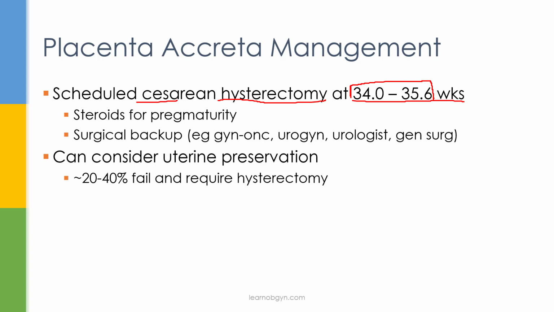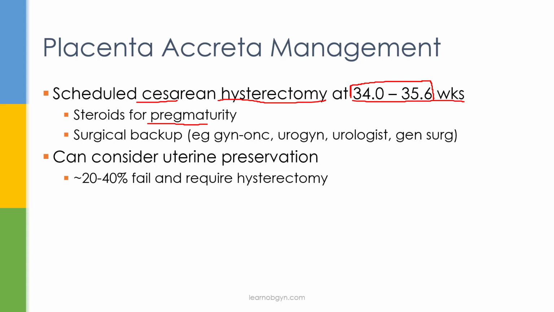The way you do this procedure is you do a C-section like normal, and you check to see if the placenta will come off by itself. Ultrasound is a good way of diagnosing it, but it's not 100% accurate, so there's always a small chance the placenta could detach normally and you won't have to do a hysterectomy. But if it does not, then at that time, you proceed with a cesarean hysterectomy. Because you know you're delivering this patient prematurely, you could give them steroids for fetal lung maturity.